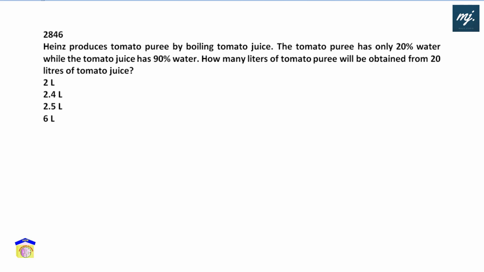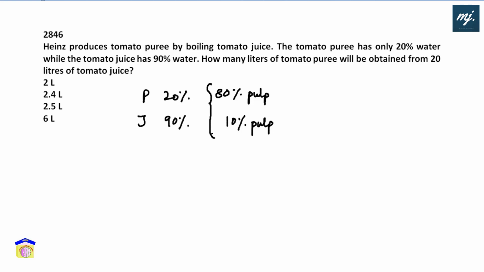Perfect. Heinz produces tomato puree by boiling tomato juice. The tomato puree has only 20% water, which means it has 80% pulp. And tomato juice has 90% water, that is, 10% pulp. In these kinds of questions where the water changes, we work with pulp, because the pulp percentage won't be changing, isn't it? How many liters of tomato puree will be obtained from 20 liters of tomato juice?